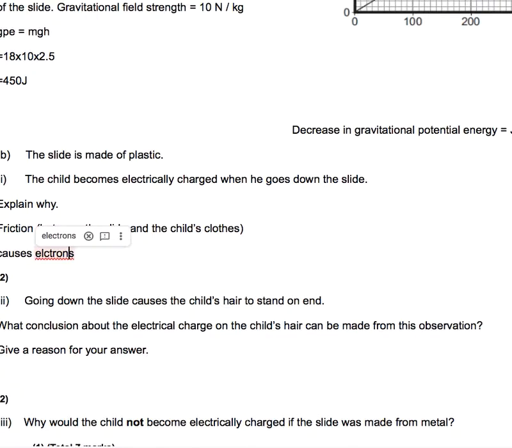Causes electrons to transfer. Now at this point, I'm looking back at the question and I'm asking myself, do I know which of these 2 becomes negative? And I don't. It just says the child becomes electrically charged. So I don't have to say in which direction the electrons are moving, just that electrons are moving. So electrons transfer between the child and the slide.